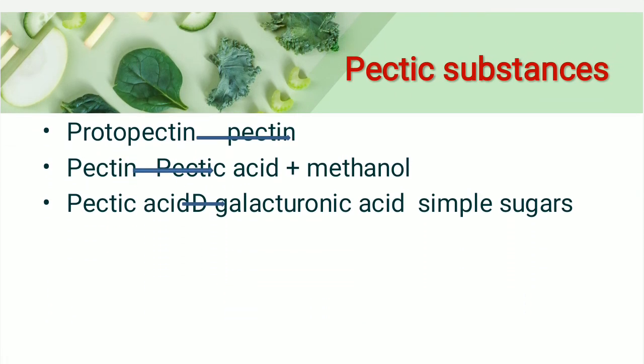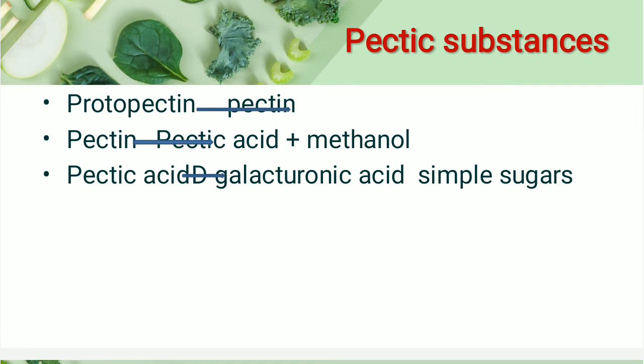Coming to pectin substances, what happens when microorganisms attack them? Protopectin is the water-insoluble parent pectin substance in plants. This is first converted to pectin. Pectin is a water-soluble polymer of galacturonic acid containing methyl ester linkages. These methyl ester linkages are broken down by pectin esterase, which causes hydrolysis of the methyl ester linkage of pectin to yield pectic acid and methanol.